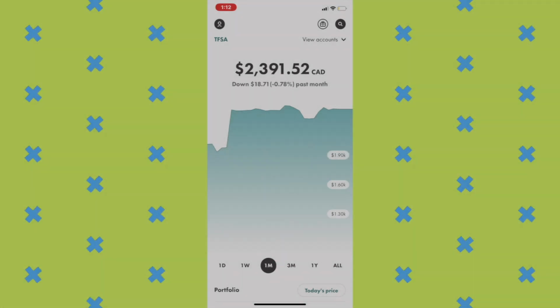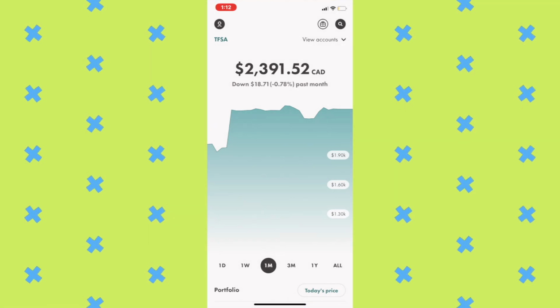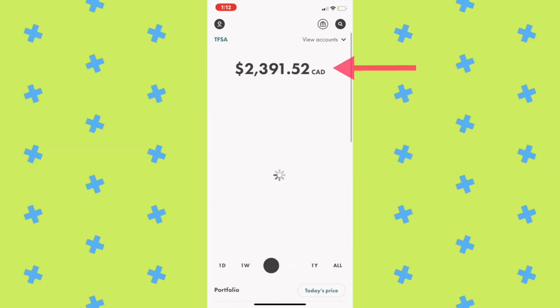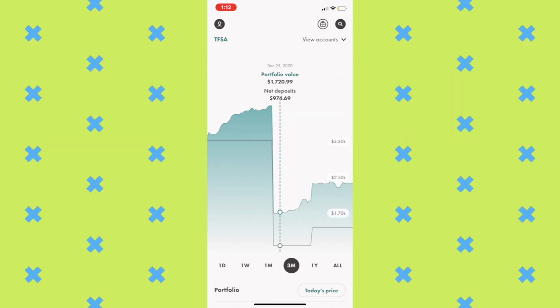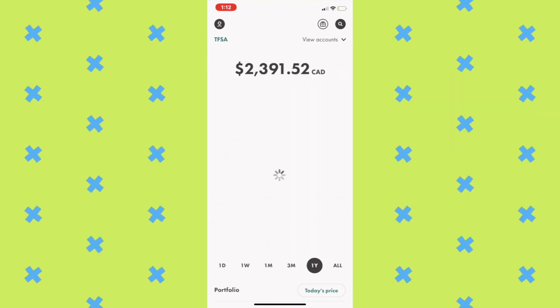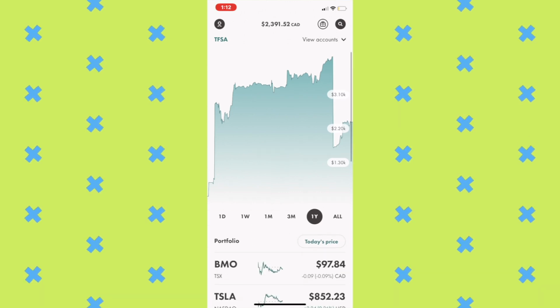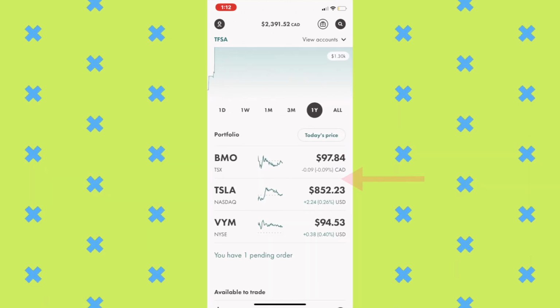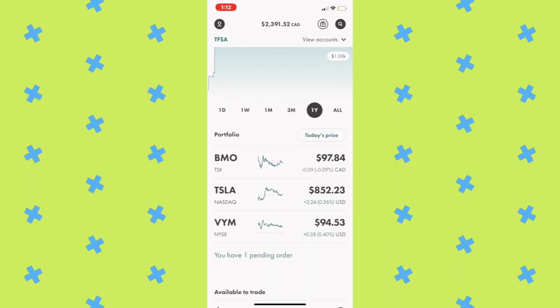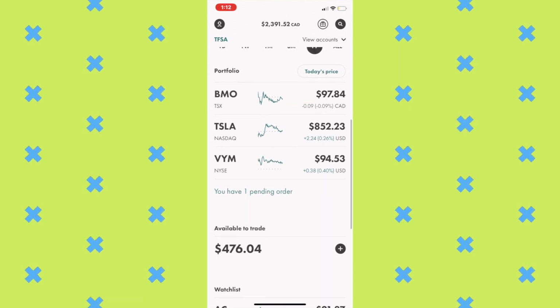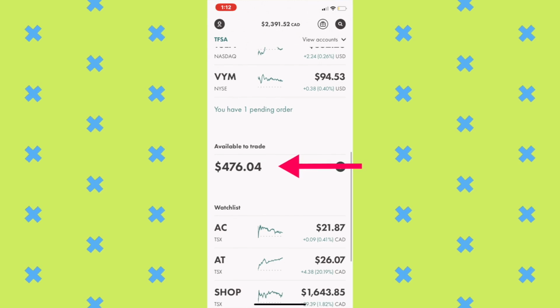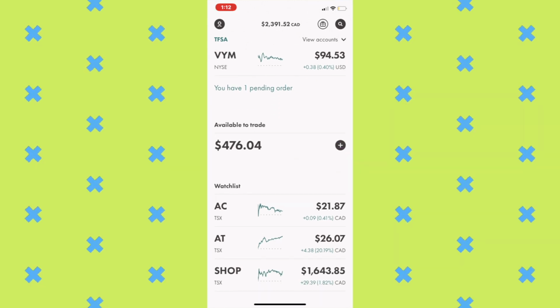Now, let's get started. Okay, so this is what the Wealthsimple home screen looks like. As you can see your total balance and you can see your gains and losses for the past month and year, etc. When you go down, you'll see your portfolio. This is where all the stocks you've bought are and the stocks you have are. And over here, you can see any pending orders. Right now, I have one pending order. You can also see the amount of money you have available to trade, and you can see your watch list.